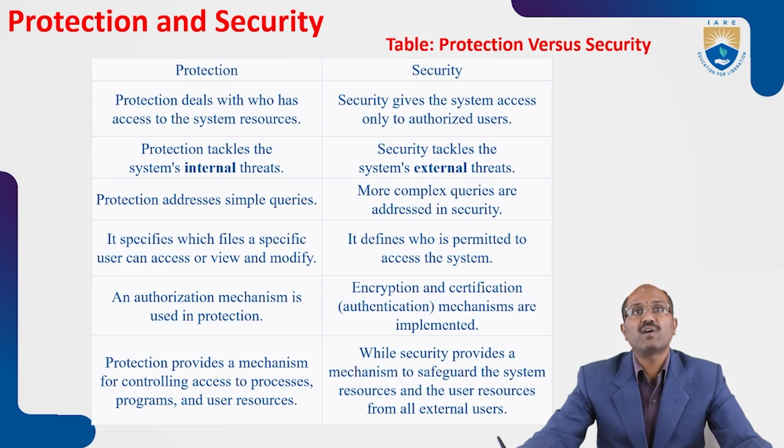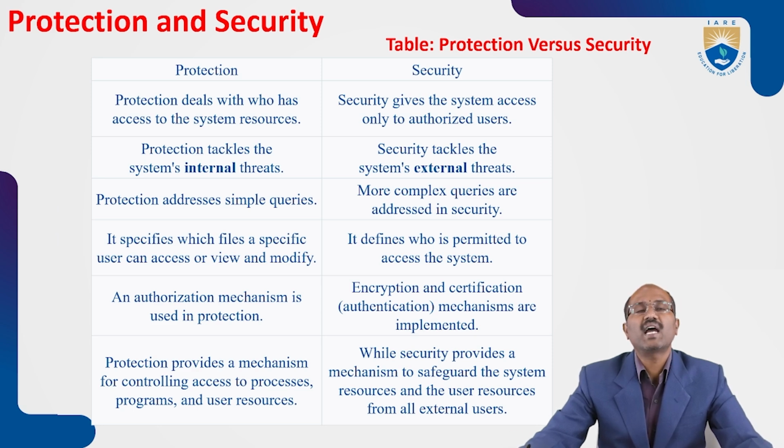Protection specifies which files a specific user can access, view and modify, but security defines who is permitted to access the system. An authorization mechanism is used in protection, while security uses encryption and certification. Authentication mechanisms are implemented in security. Encryption, decryption, cryptography, blockchain, all those are security but not protection. Authorization mechanisms alone are protection.